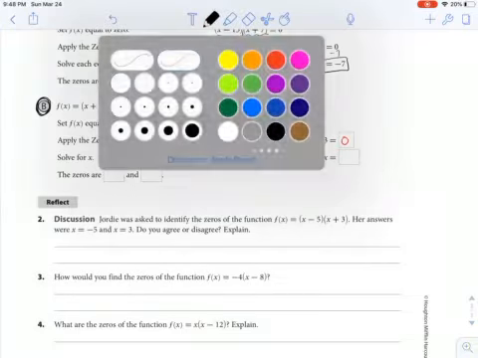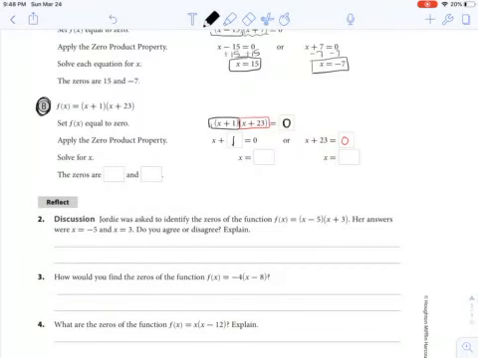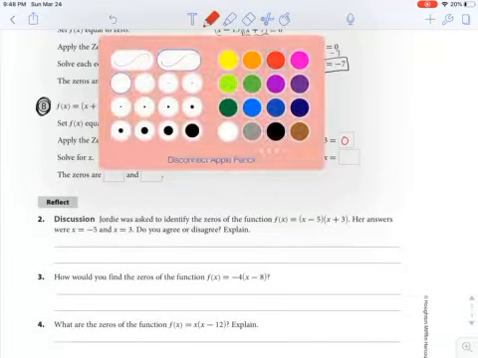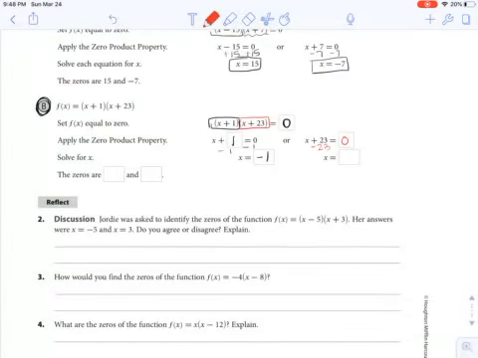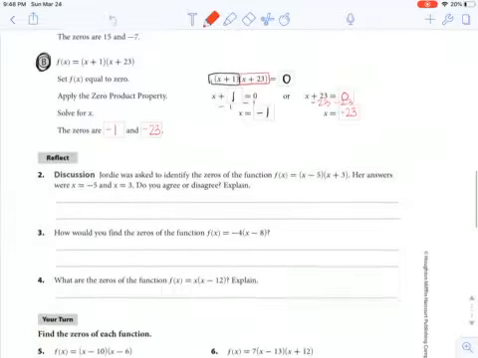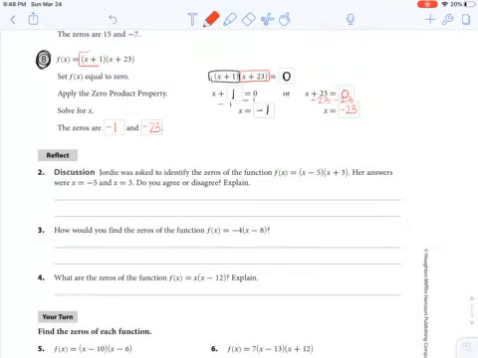And then I'm going to solve for x. If I subtract 1 from both sides, x can be negative 1. If I subtract 23 from both sides, x can be negative 23. And so the zeros are negative 1 and negative 23. Okay, so pretty simple. We really just take each part and set it equal to 0 and then solve for x. So it becomes a simple equation.